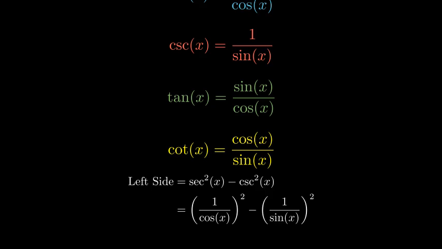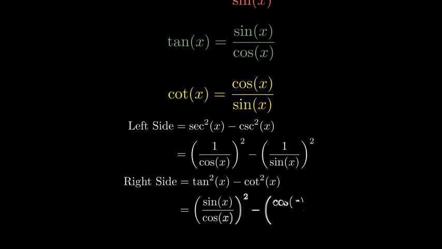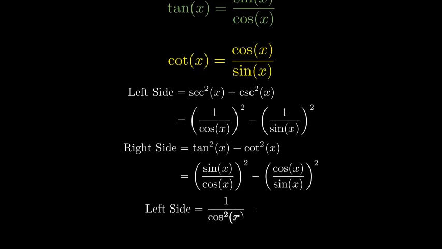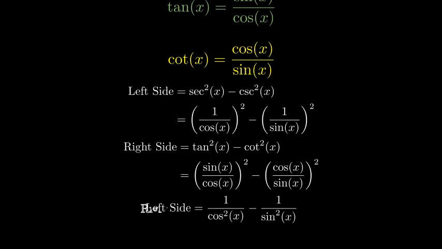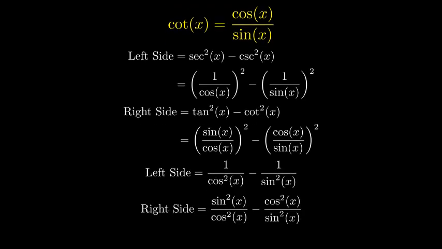Now let's look at the right side. We'll substitute the definitions for tangent squared and cotangent squared. Let's continue with the left side. When we square the fractions, we get 1 over cosine squared minus 1 over sine squared. For the right side, when we square the fractions, we get sine squared over cosine squared minus cosine squared over sine squared.